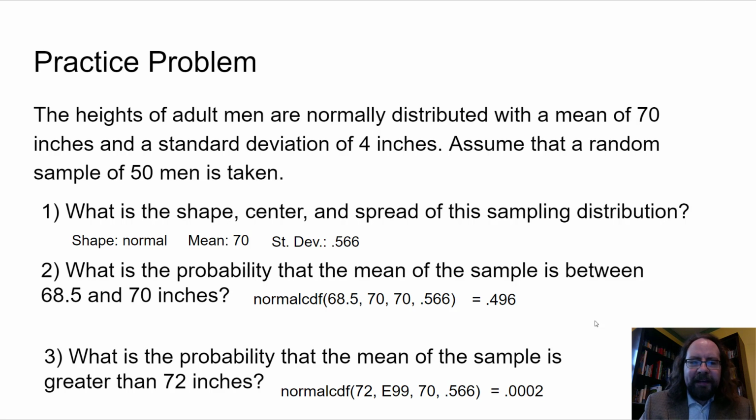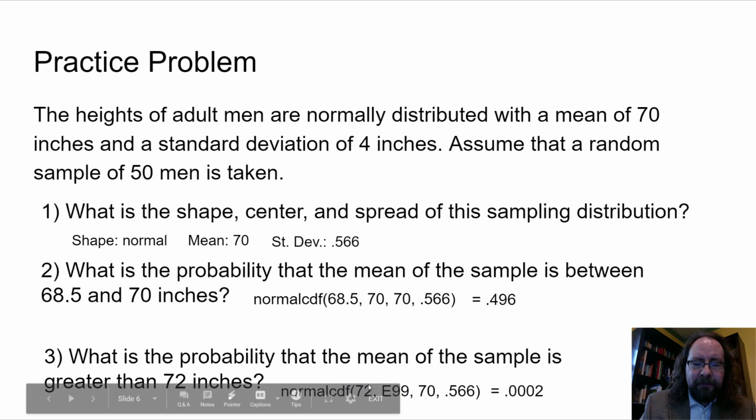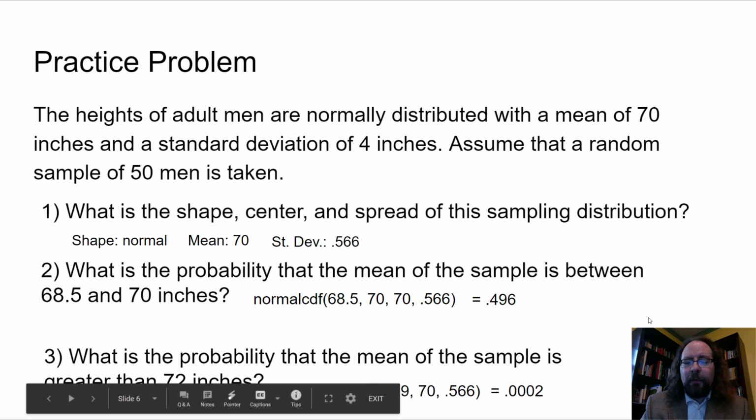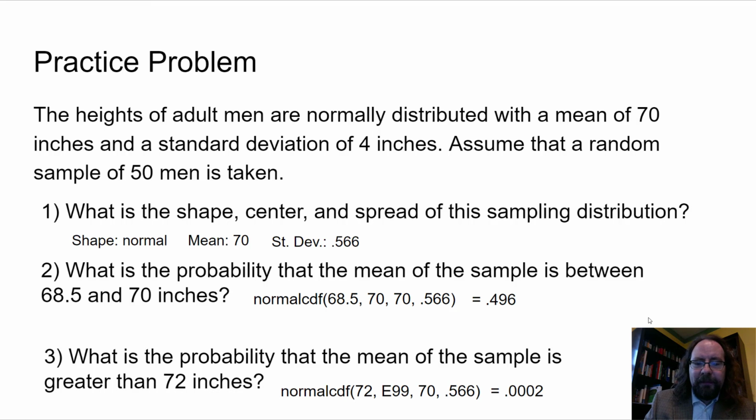Now that should make sense because the population mean is 70, and we're taking a pretty big sample of 50 men. It's very likely that the mean of that sample is going to be pretty close to the population mean of 70. 72 inches is actually a decent amount away, so the probability it's going to be that far away is going to be pretty small for a sample that big.